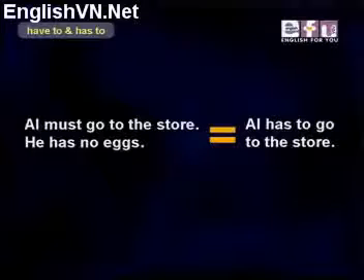Take a look at some more examples. Al must go to the store. He has no eggs. Now this means the same as Al has to go to the store. He has no eggs. So we can see that it is very important for Al to go to the store. Maybe he is making a cake, but he needs eggs.